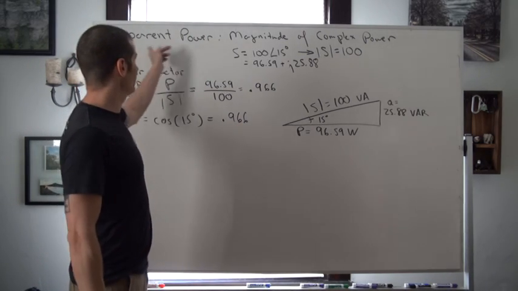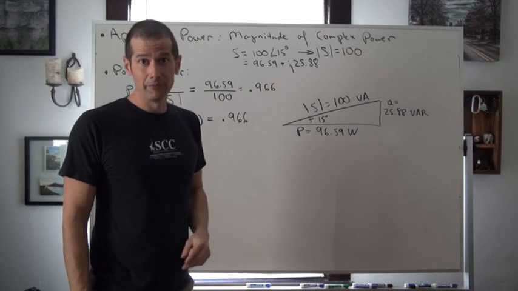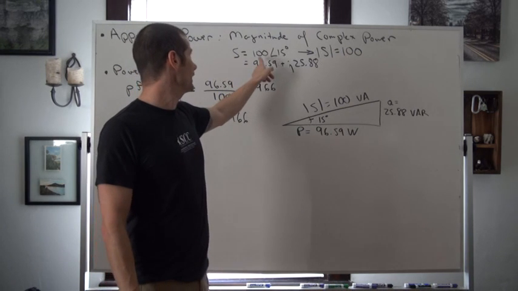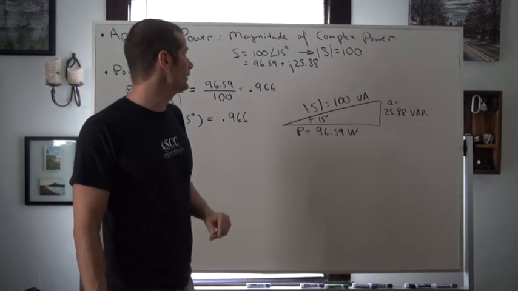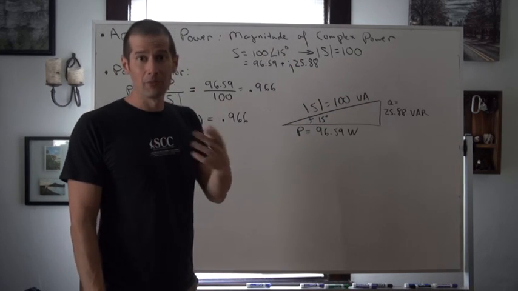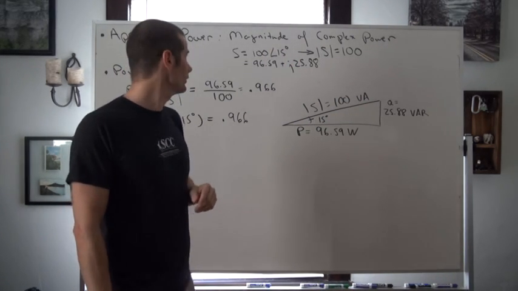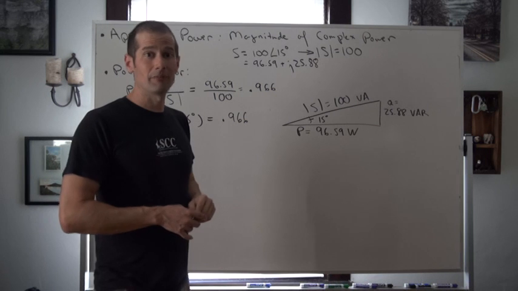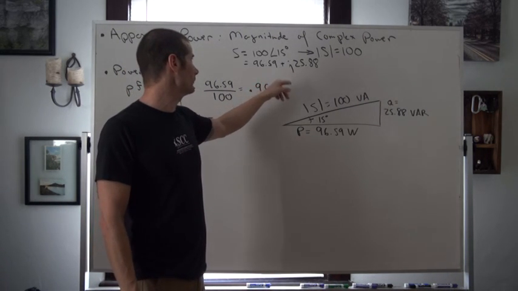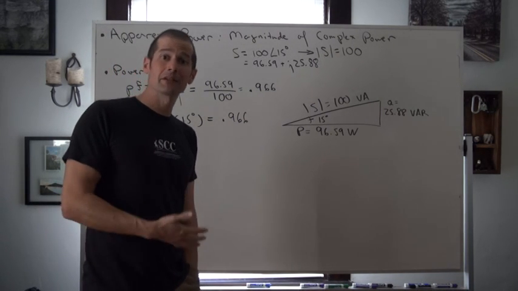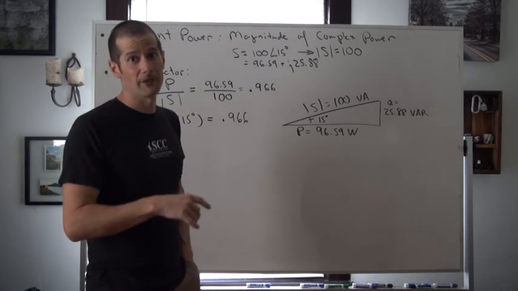Number one, apparent power. Apparent power is literally nothing more than the magnitude of the complex power. So in this case, if we had S equal to 100 at an angle of 15 degrees, then the magnitude of that complex power, which is the apparent power, is nothing more than 100 volt amperes. If we look at this in terms of the real power and the apparent power within the system, we have 96.59 watts plus j25.88. But the apparent power is nothing more than the magnitude of the polar form of the complex power.